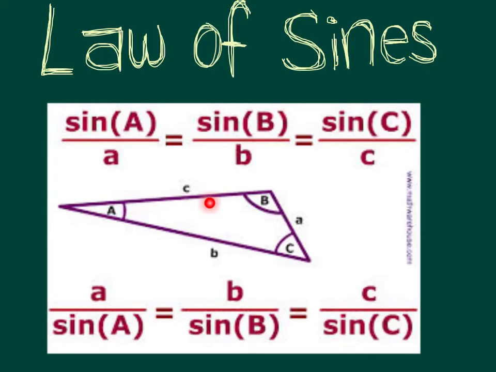The law of sines says that the sine of angle A divided by side A is the same as the sine of angle B divided by side B, or sine of angle C divided by side C. Because these are ratios, you can also flip the fractions if it's more convenient, as you see at the bottom. So we have side over sine, rather than on the top, sine over side.